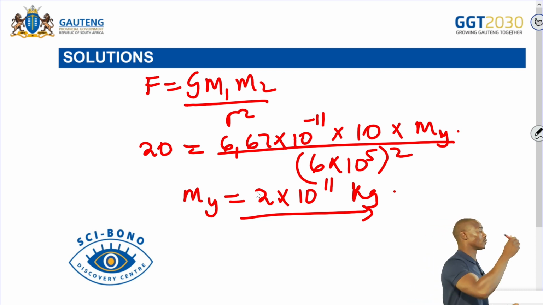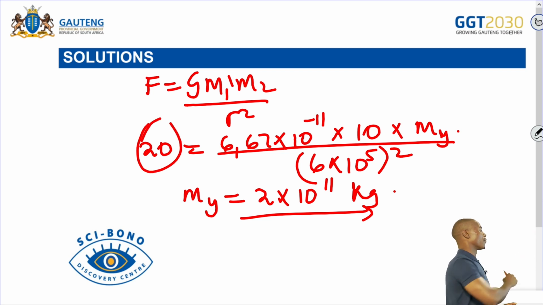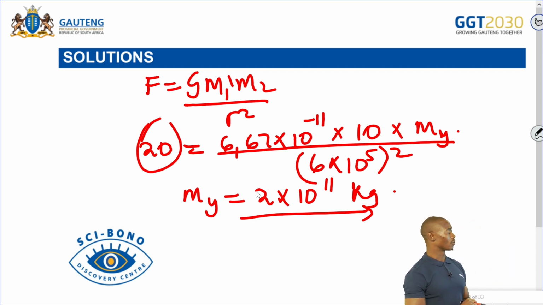So one, it was to choose the correct equation. After choosing the correct equation, you are given the weight, and then you have the gravitational acceleration, you have the mass of that object, and then you calculate the mass of planet Y. All right.